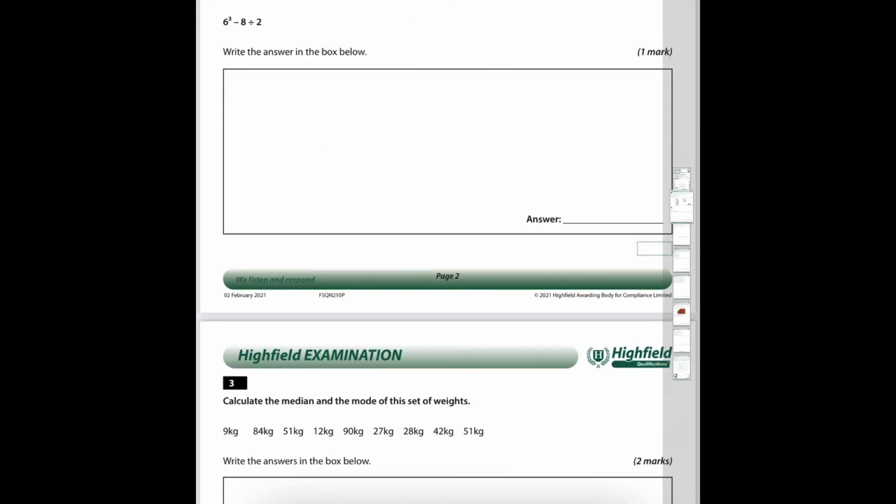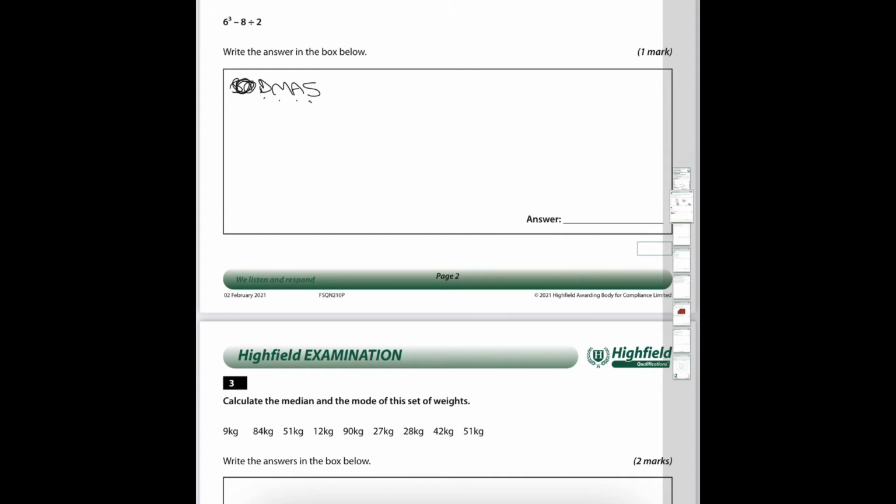So question 2. Calculate 6 cubed minus 8 divided by 2. So for this you need something called BODMAS, which is the mathematical route that you take to do a calculation like this. Ignore the B and the O because that's to do with putting things in brackets. But what we do need to look at is this part. So we've got divide, multiply, add, subtract. That's the order that you do a calculation like this.